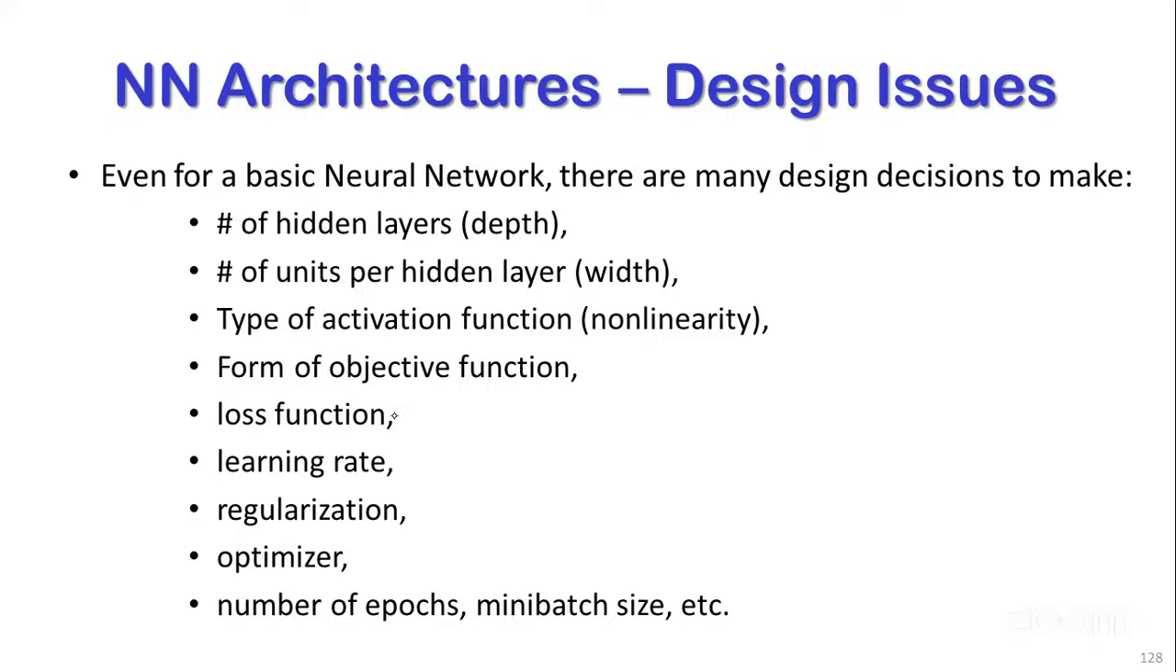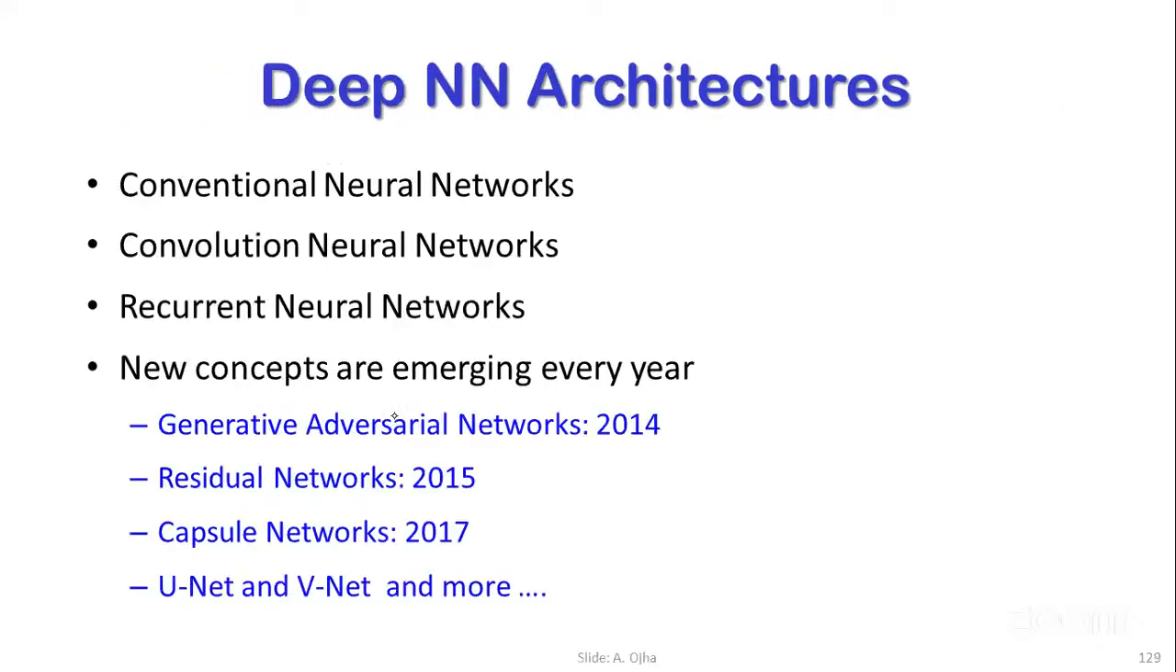Number of hidden layers, number of units per hidden layer, right? So you can say depth, the number of hidden layers, then width, in each layer how many units you are using, types of activation function, what sort of non-linearity you want to introduce, then the form of the objective function, the loss function, learning rate, regularization, optimizer, epochs, mini batch, and all those things. So even for a small network, you need to deal with all these things, right?